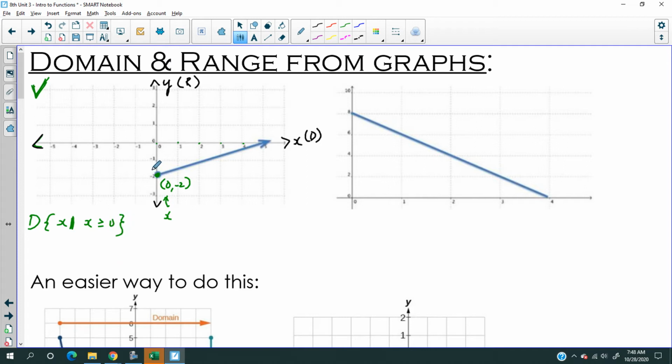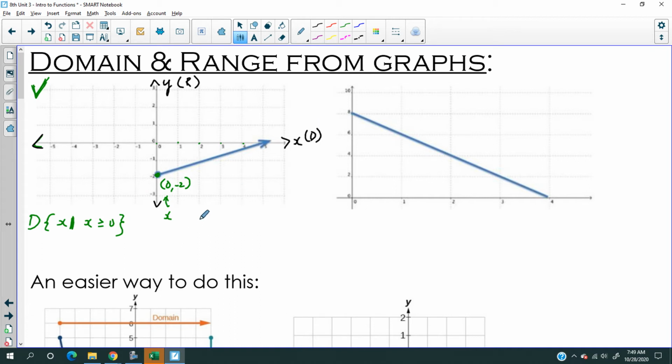One more time, the x value here. Because this is 0, negative 2. So you see how this is 0 here? That's the x value. So I know that my domain starts at 0 and keeps going. It just keeps going to the right. It doesn't go to the left. That's why it starts at 0. The arrow goes to the right, my inequality symbol, and so on and so forth.